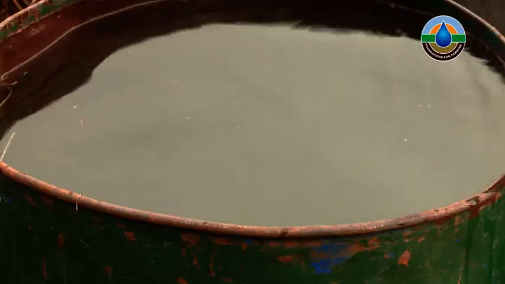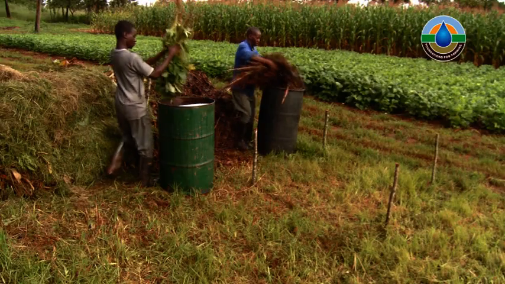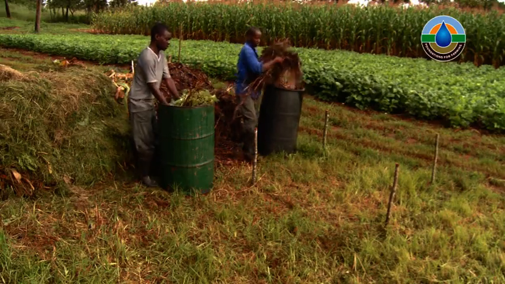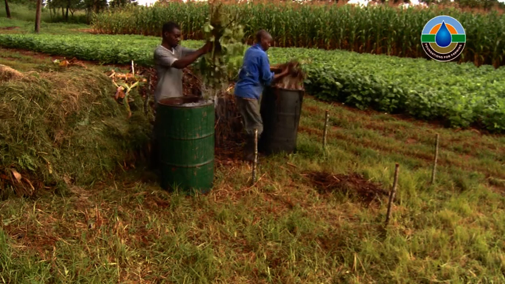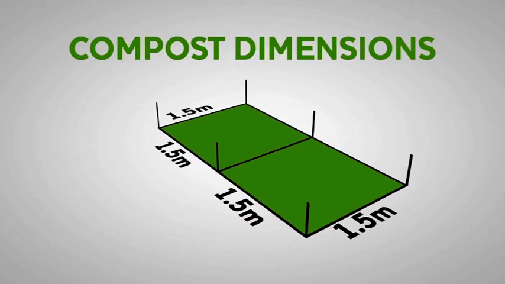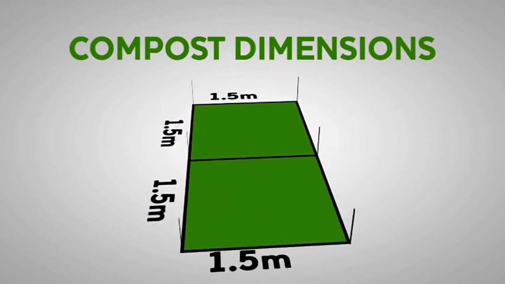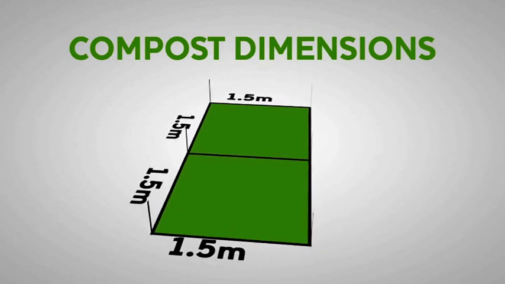Arrange to get water to the site if the site is not close to water. A drum is ideal for use in drenching your materials and also helps to not waste water if it is in short supply. Make two 1.5 by 1.5 meter squares next to each other and mark the corners with pegs or poles.